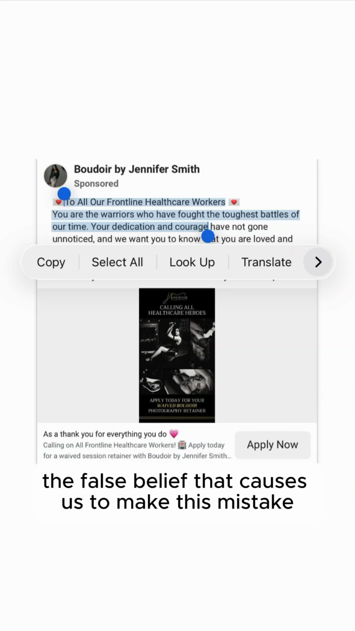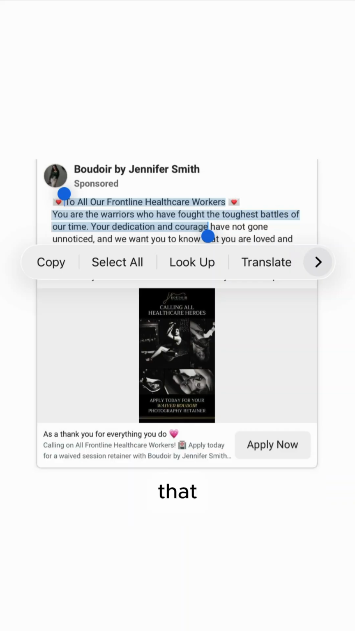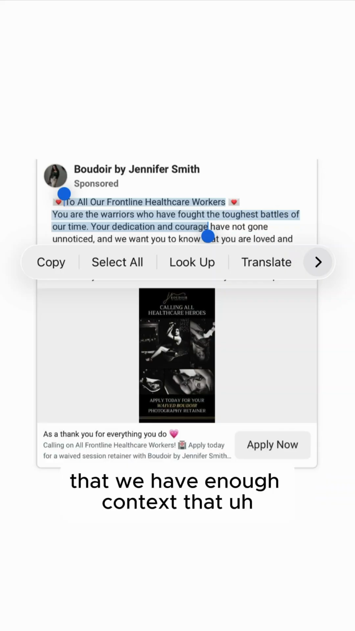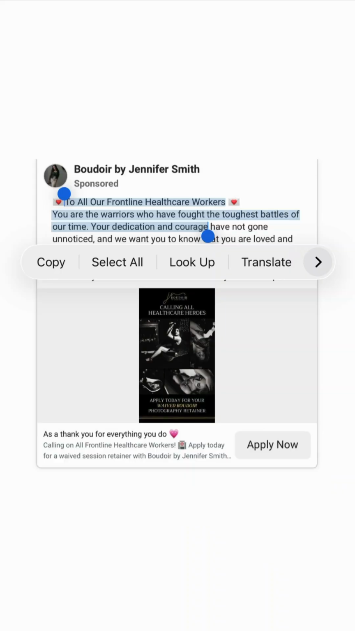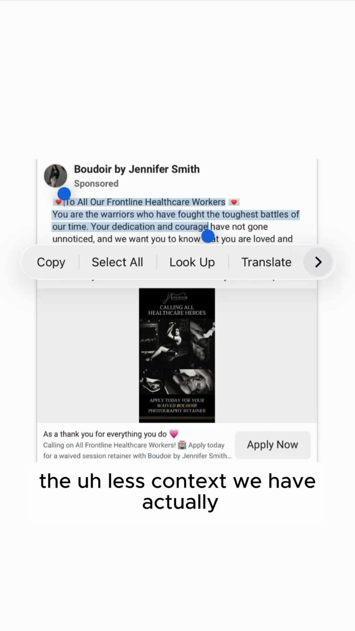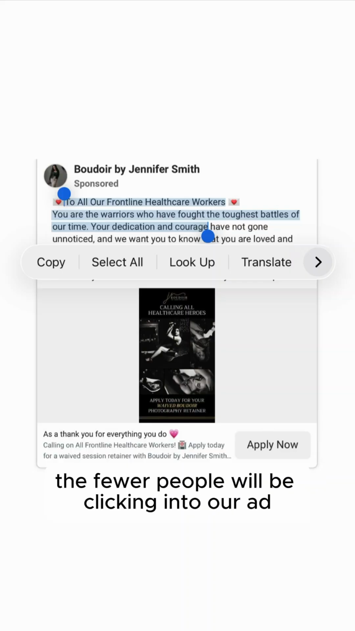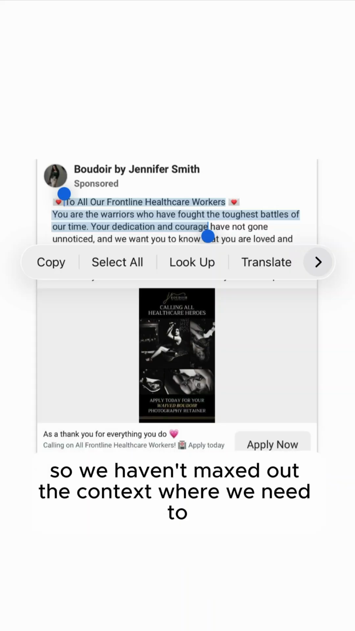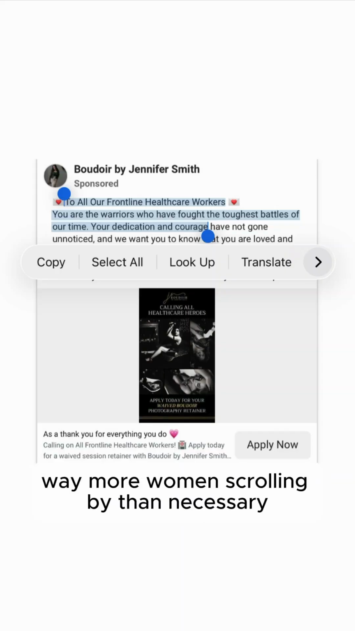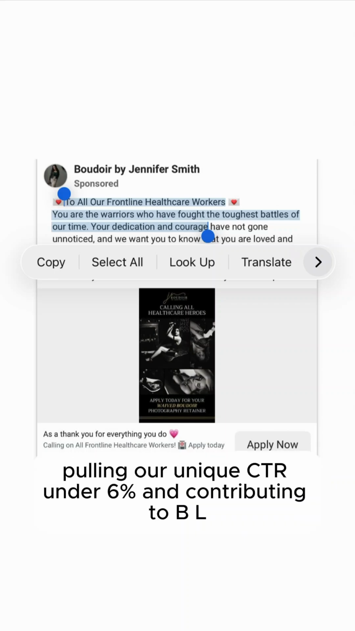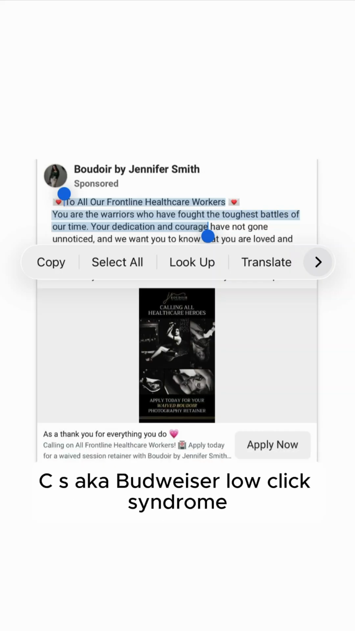So the false belief that causes us to make this mistake is that we believe that we have enough context that we're not filtering out too many people from clicking into our ad, but in fact, the less context we have, actually, the fewer people will be clicking into our ad, up to a point. So we haven't maxed out the context, or we need to get more women clicking in, which means we have way more women scrolling by than necessary, pulling our unique CTR all under 6% and contributing to BLCS, aka Boudoir low click syndrome.